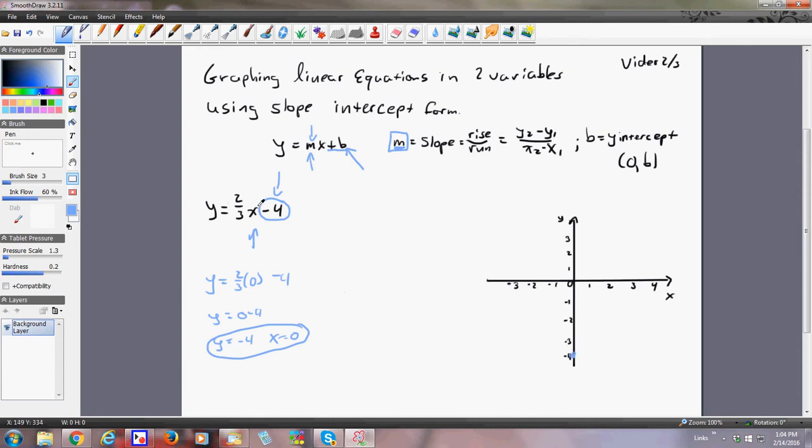Now, like I said before, that's where I'm going to start because that's where x equals 0. But the slope is 2/3. So I go up 2 values, and then over 3. 1, 2, 3. And that's my next point. Then I'd go up 2 again, and over 3, to where 6 is. And that's it.